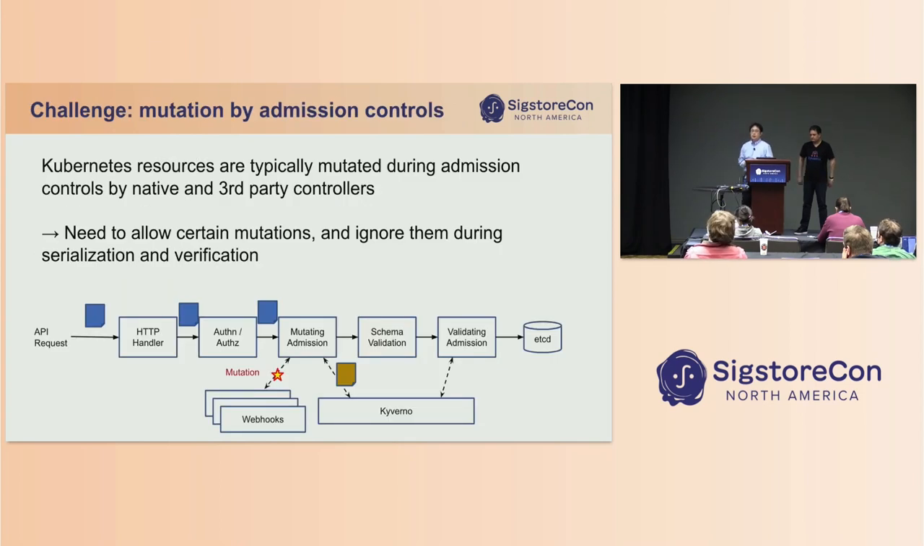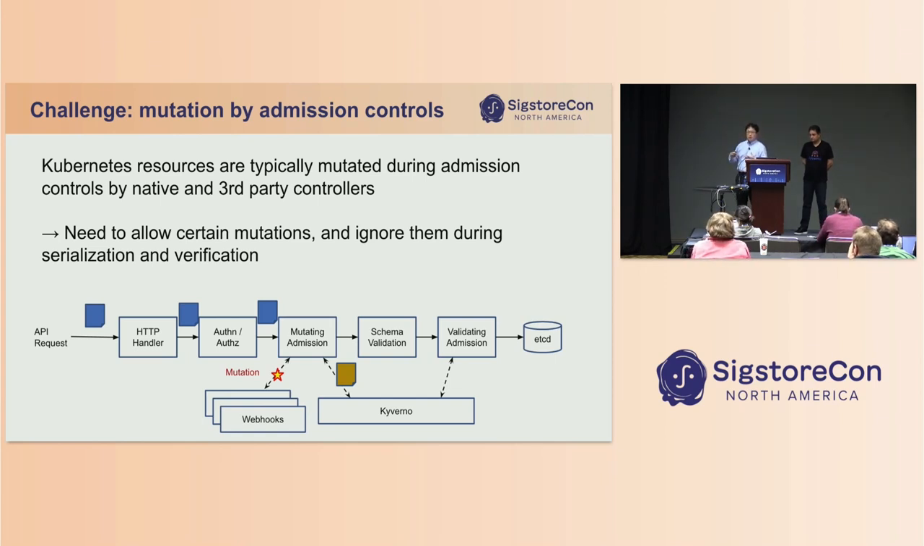So the challenge in verifying this YAML manifest signature in the admission controller is mutation. When you send the request from the kubectl command, the original YAML manifest is not what comes to the admission control point. Some mutation happens before that check, like native admission control or third-party admission control may introduce some mutation to the original YAML manifest.